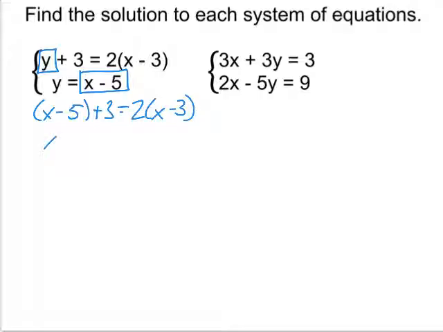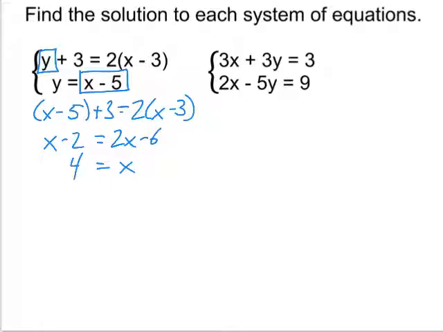Then we go ahead and do the math. So negative 5 plus 3 is a negative 2. Distribute in the 2 on the right side, 2x minus 6. And then we subtract x from both sides, add 6 to both sides. You got x equals 4.